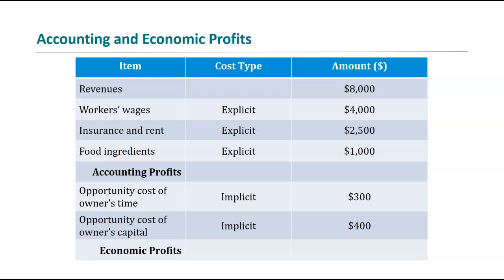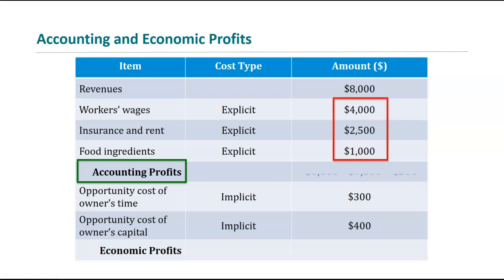So here's a little example of calculating profits, right? So say you're a McDonald's and your revenues for this time period are $8,000 and you have 3 lines of explicit costs: your workers' wages, your insurance and rent, and your food ingredients. And when you do the math there, you take your revenues, 8,000, and you subtract out all of these expenses, and your accountant would say, cool, you did great. You ended up $500 in the black. Your business made money this time period.